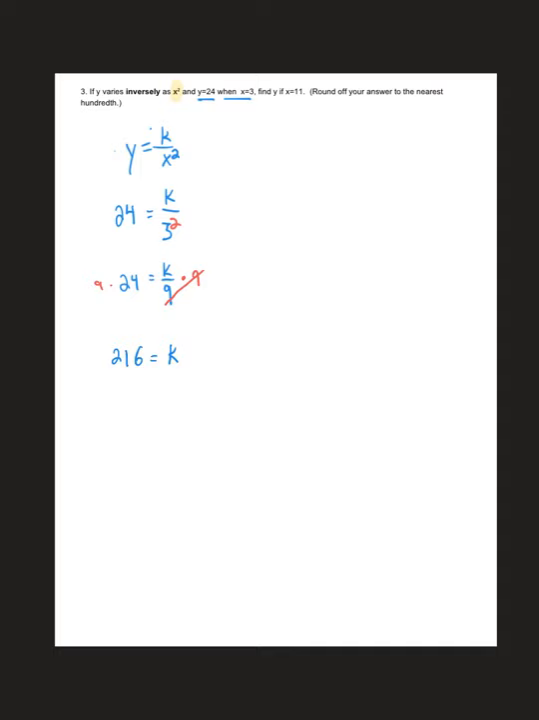Now we're going to plug k back into the original equation. Y equals k over x squared. Plugging that in for k now. And up at the top, we're looking to find y if x is 11 now. So y we don't know, k we know now is 216, and our new x is 11, and we want to make sure we don't forget to square that after we've plugged k back in. So we've got y equals 216 over 11 squared, which 11 squared is 121.